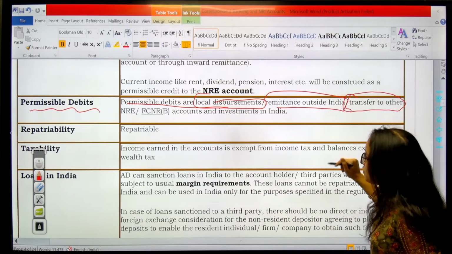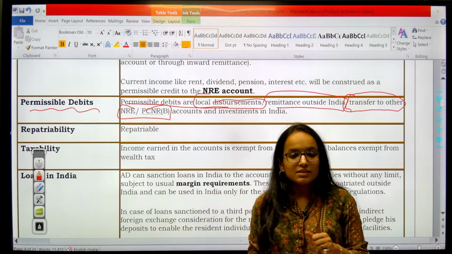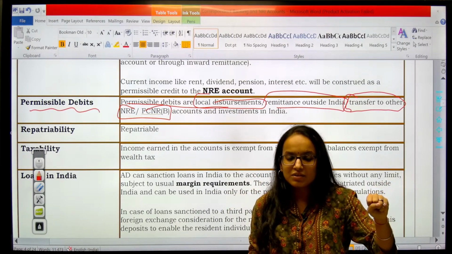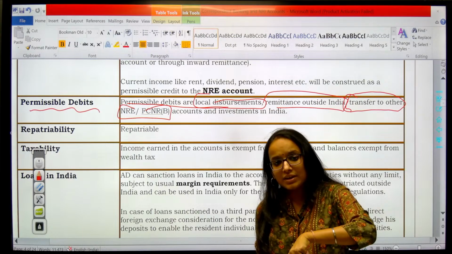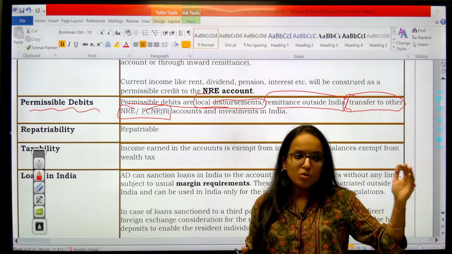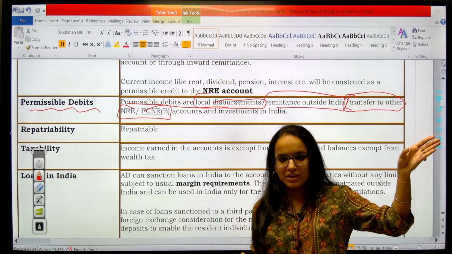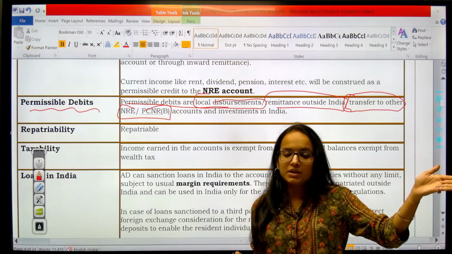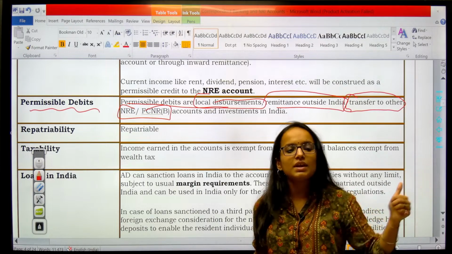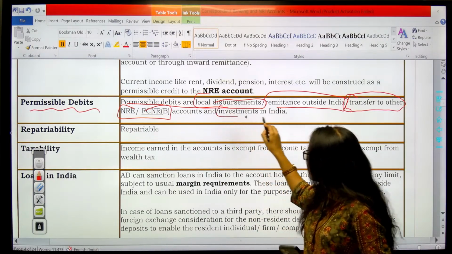Transfer to other NRE, FCNRB accounts. Since other NRE or FCNRB accounts were allowed to transfer funds to this NRE, you can also transfer funds to other NRE or FCNRB accounts, right? So it can happen both ways. You can receive funds transferred by other NRE or FCNRB accounts. Also you can transfer money to some other NRE or FCNRB accounts. Clear? Okay.